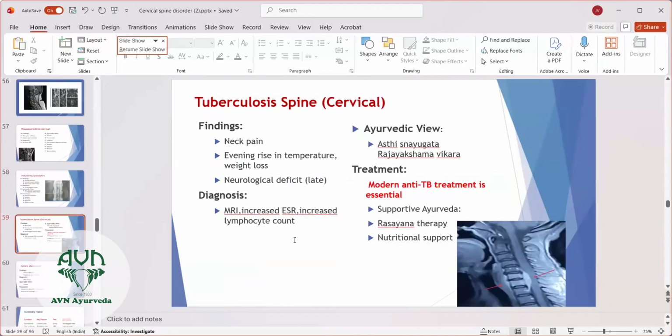Then tuberculosis. Here you can see neck pain, evening rise of temperature, and neurological deficit, with later onset of neurology. Here you can see the soft tissue swelling in the MRI. It is a tuberculosis spine, compressing the spinal cord. Increased ESR and increased lymphocyte count will be there in tuberculosis spine. In Ayurveda, we can say it is Asthi Snayugata Vata and Rajayakshma Vikara. For the treatment protocols, we have to give supporting Ayurvedic medicines, Rasayana medicines, along with modern medicine also.